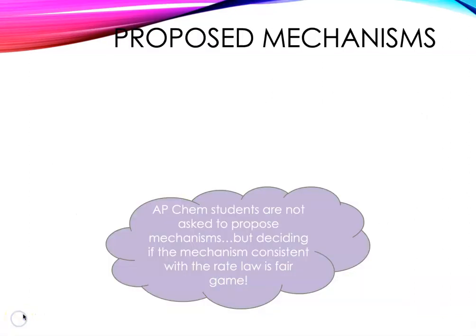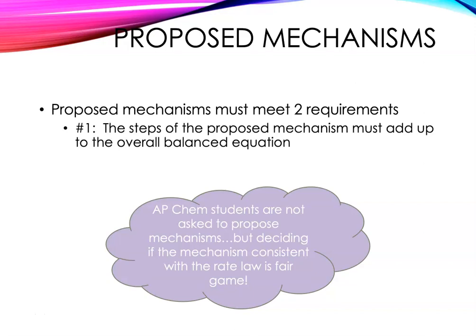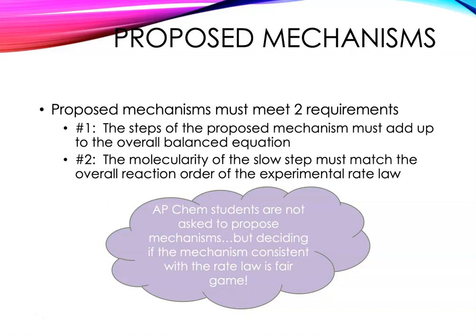That's really the key. Now, proposing mechanisms is far beyond the scope of anything we would ask an AP chemistry student to do, but we should be able to relate it back to the rate law and determine whether or not a proposed mechanism is consistent with the rate law. And that's what we're really going to spend the rest of this webcast talking about. Proposed mechanisms have to meet two requirements. The first requirement is that the steps of the proposed mechanism have to add up to the overall balanced equation that's taking place. Otherwise, it's no good. The other requirement is that the molecularity of the slow step, the number and types of reactant particles in the slow step, must match the overall reaction order of the experimental rate law. And these are the two requirements that we need to meet.